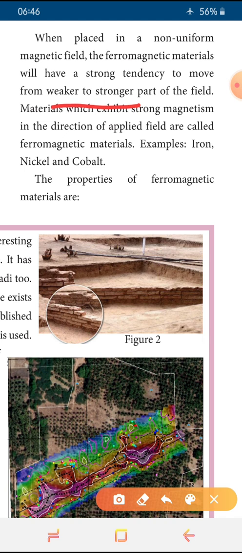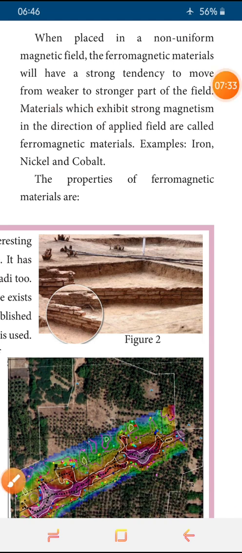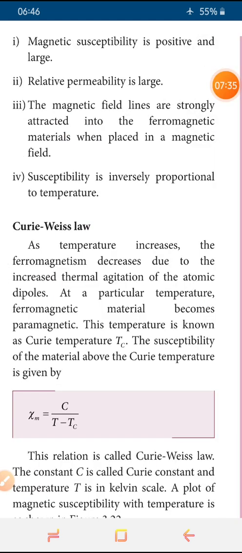So you understood what the properties are. Once you go through this, it is very easy. Next we will study the properties of ferromagnetic materials. The magnetic susceptibility is positive and large.